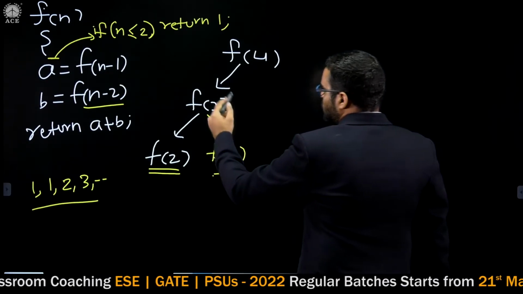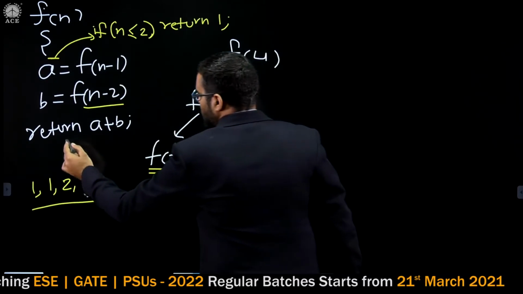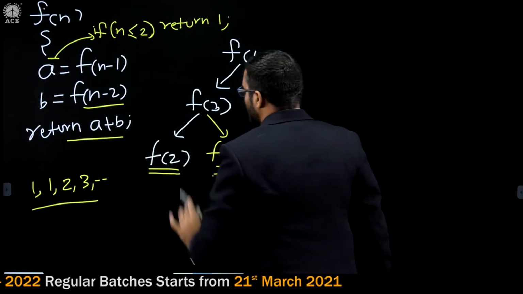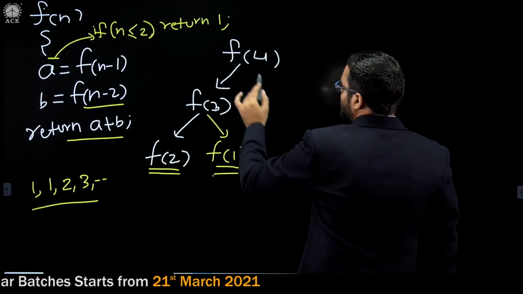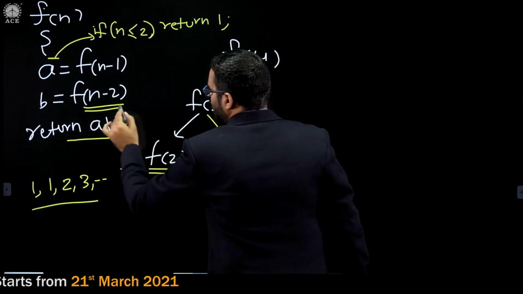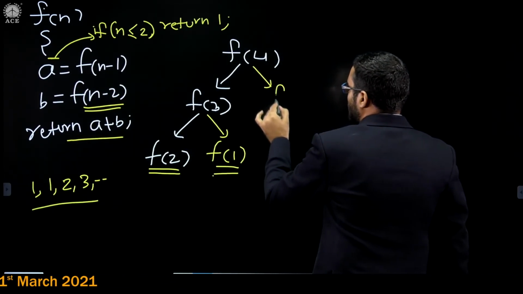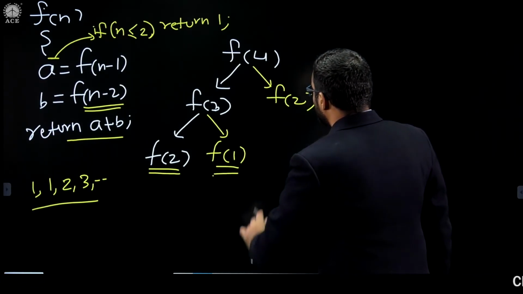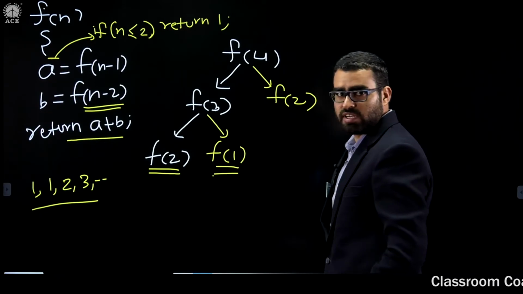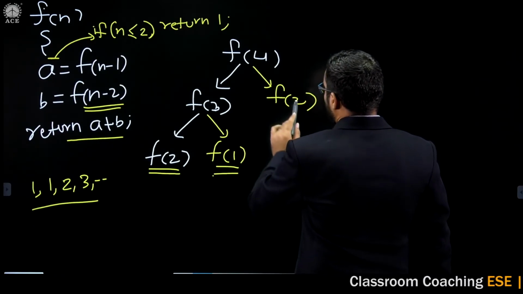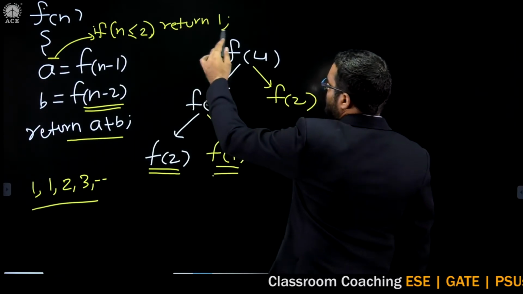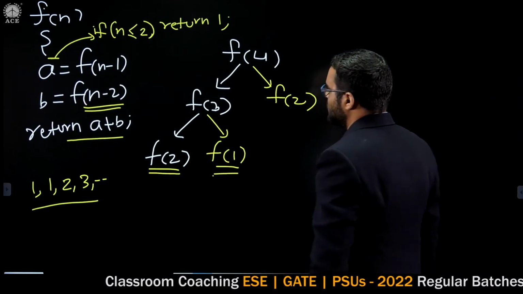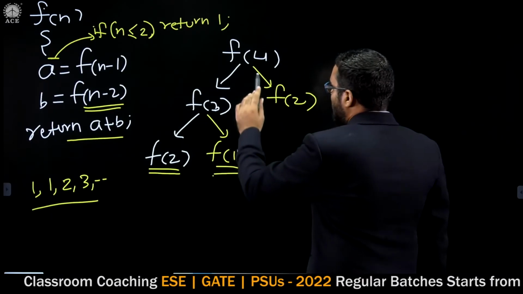Now this f3 will also return. What will be the value that this f3 will return? That is a plus b. Then f4 will call f2, and this f2 will return 1. So this is our activation tree for computing f4.